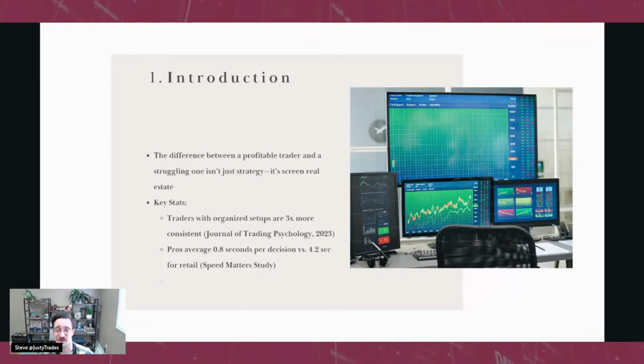Pros average a decision in under a second, and for the retail trader, we often take 5 or 4 seconds. I don't know about you, sometimes I take 10 seconds. And that's just in terms of actually firing the trade off. So if we can narrow down that window, we'll really be cooking. We'll really be able to get into the trades exactly when we need to.